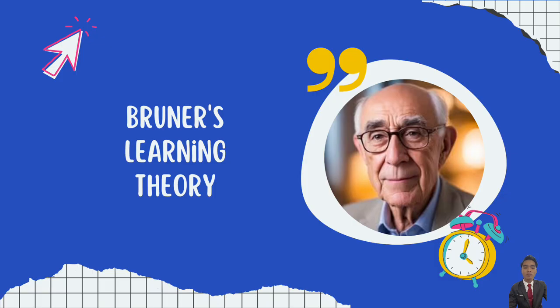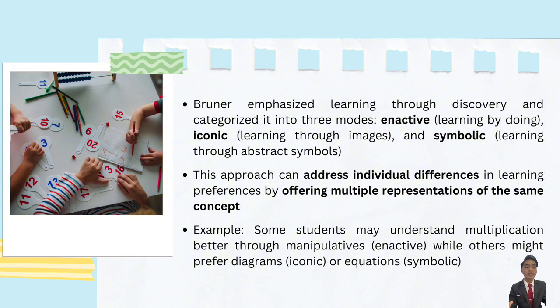The second theory is Bruner's learning theory. Bruner emphasized learning through discovery and categorized it into 3 modes: enactive, learning by doing; iconic, learning through images; and lastly, symbolic, learning through abstract symbols. This approach can address individual differences in learning preferences by offering multiple representations of the same concept.